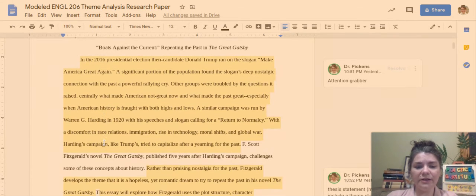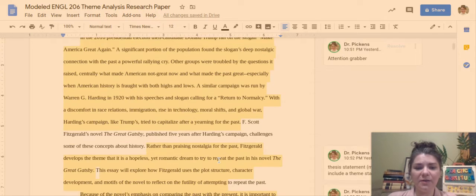Okay, you're going to start your introduction paragraph with an attention grabber. Mine is pretty long. Mine included the campaign slogan from President Trump's campaign, and then the campaign slogan from Warren G. Harding's campaign, which I think are similar. And I think I talked about this a little bit last year, but it fit in really well with my theme statement that I was talking about. But this is my attention grabber.